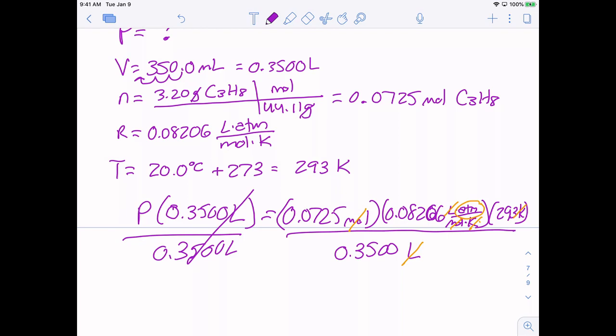So grabbing my calculator here again. And I got that my pressure is 4.98 atmospheres.